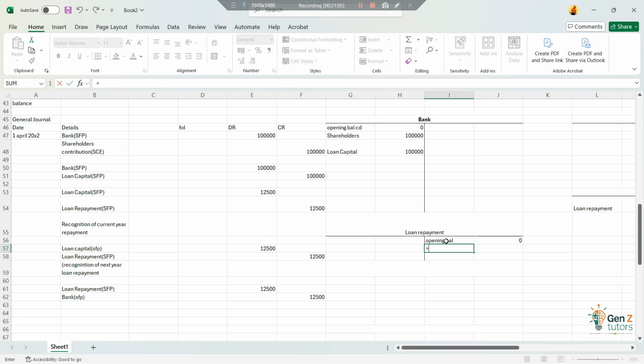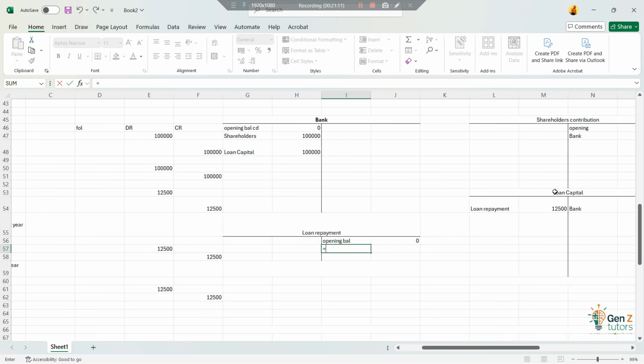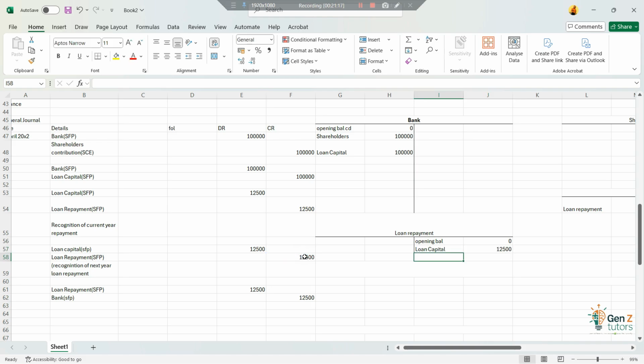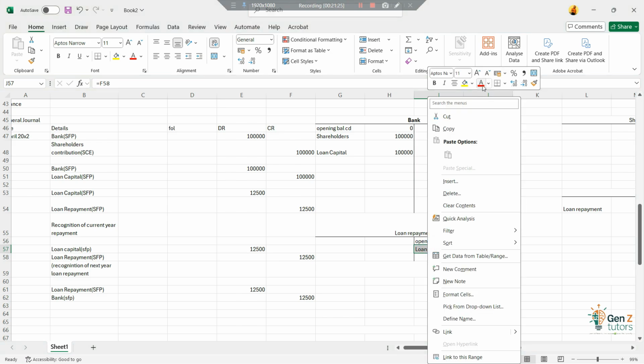We had a credit on loan repayment due to loan capital. So now it's due to loan capital. We put that in there, and it was a credit of what? 12,500. This is the loan portion that we are going to pay this year. Let me just make it red so that you guys don't get lost. Let's just make it red.